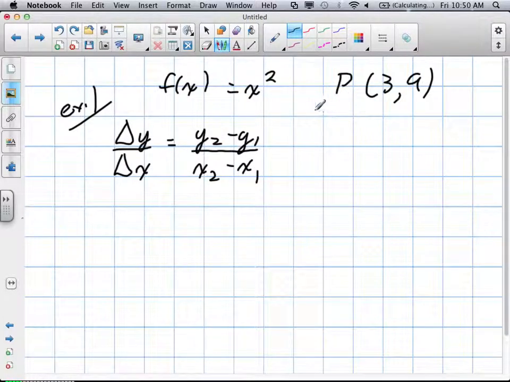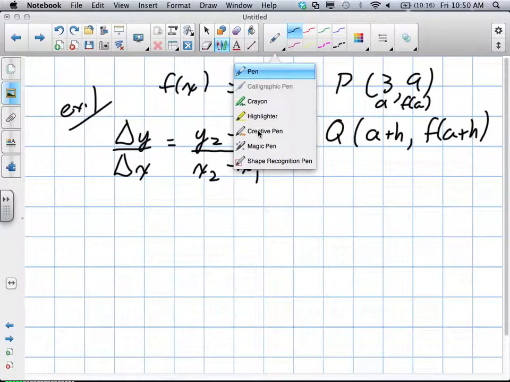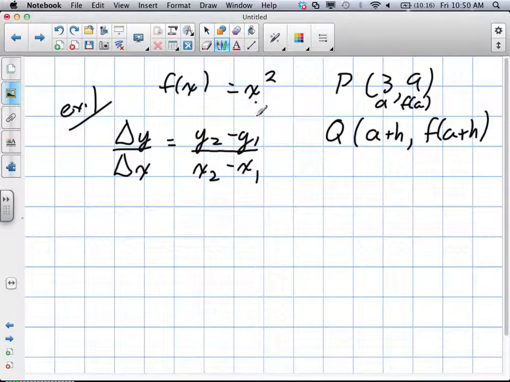Okay? Now, what we're going to do is refer this to a secant line. A secant line, remember, was our Q, and our formula for that was a plus h, and the function of a plus h. Well, we have an a value here. Our a value is 3, and 9 is the function of a. When they plugged 3 into this equation, 3 squared was the number 9. That's what our y coordinate was. So our a is 3, and our f at a, or the function of 3, is 9.